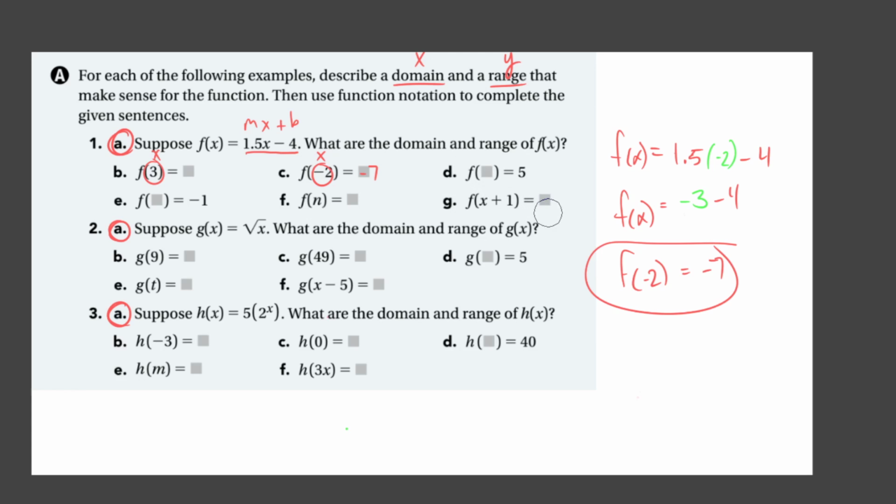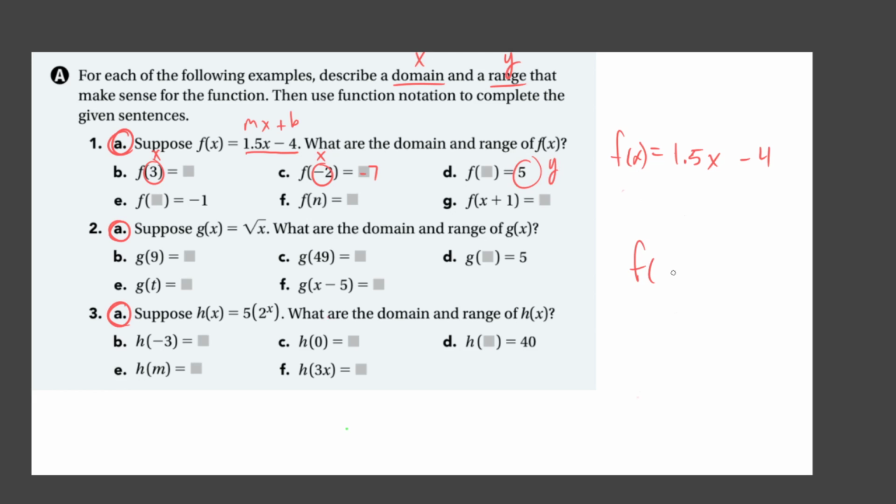Problem D. This is the first one that does not give us the x value. So I'm going to rewind this. Restore my original equation here. This one does not give us our x value, but instead gives us what the output is, y. So in other words, we know that f of something is going to give us an output of 5. So I'm going to erase this, and I'm going to put in 5. What input is going to give me a value of 5? So I've got to figure this out.